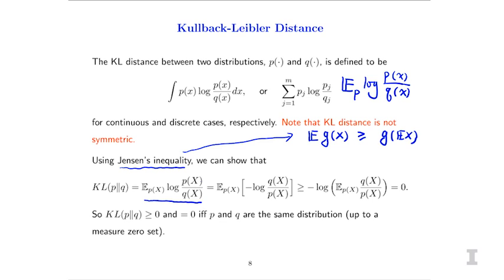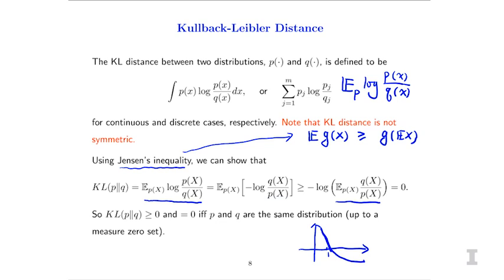We basically flip the ratio inside the log. So now Q is in the numerator and P is in the denominator, and then we just add a minus sign in front of the log. But what is minus log? Log looks like this, here's 1. Minus log will look like this, which is a convex function. So we know the expectation of minus log is bigger than or equal to minus log evaluated at the expectation.